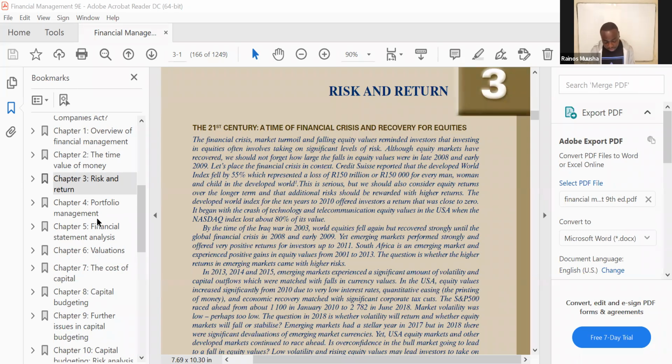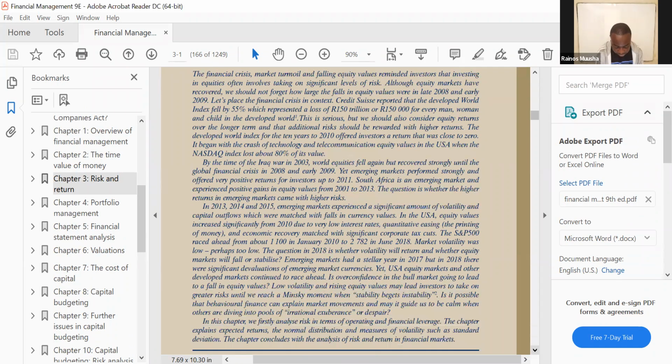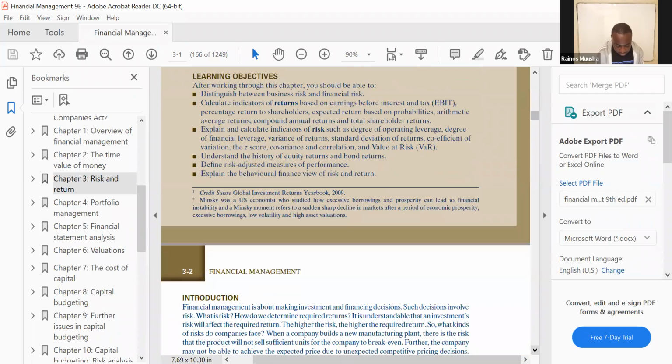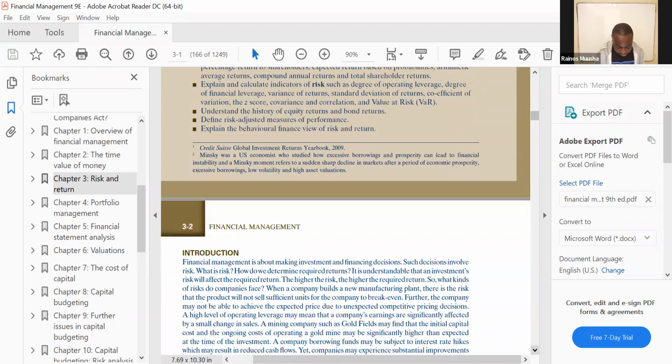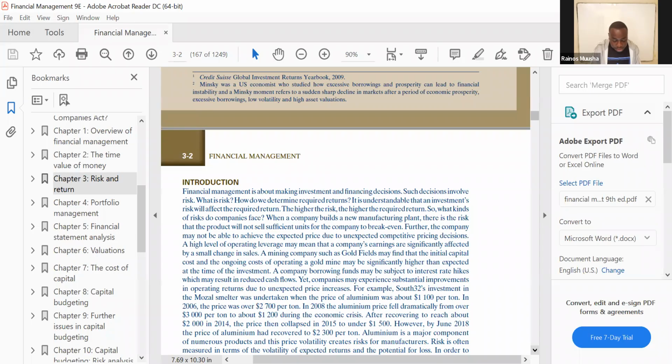So looking at the chapter on risk and return, under the introduction, they say financial management is about making investment and financing decisions. Such decisions involve risk. So what is risk? How do we determine required returns? Is it understandable that an investment's risk will affect the required return? The higher the risk, the higher the required return.